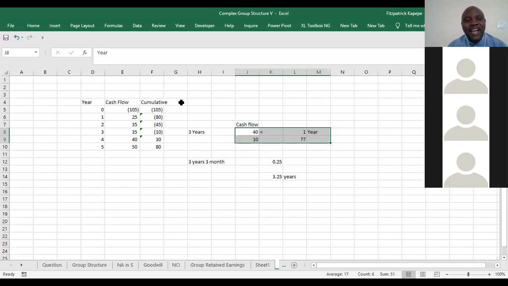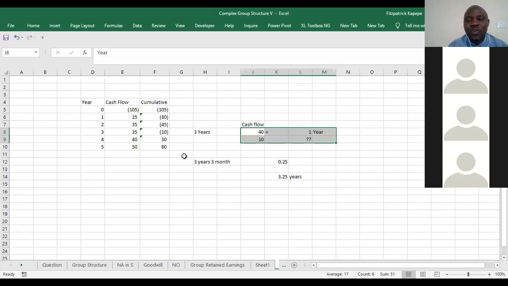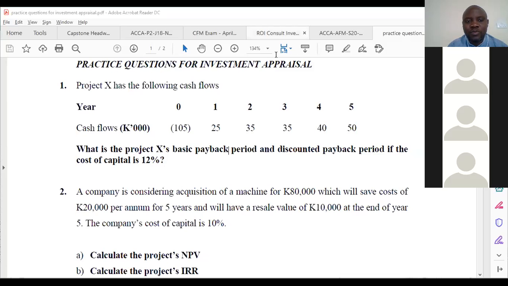Okay, so the other part of the question was on the discounted payback period. Remember that we said the problem with this ordinary payback period, it does not respect what? Time value of money. So if we go back to the question, the cost of capital is 12%. And they are asking discounted payback period if the cost of capital is 12%.